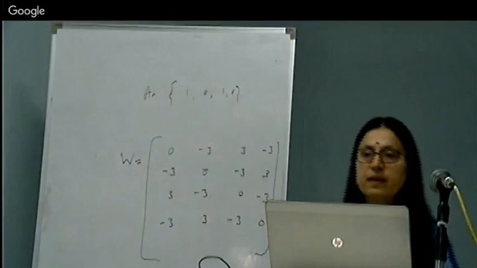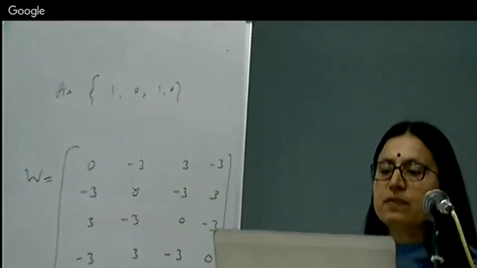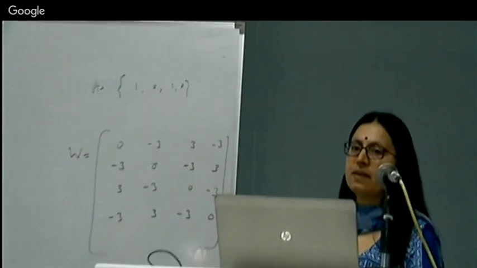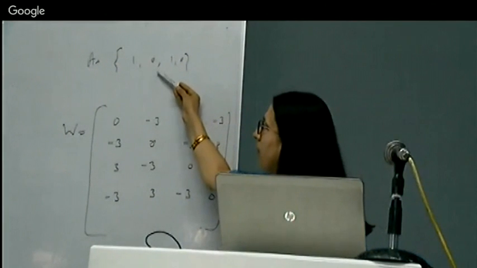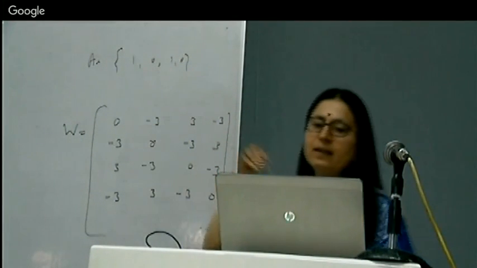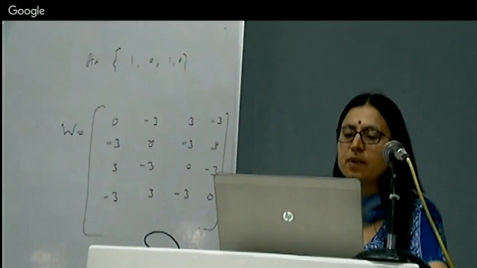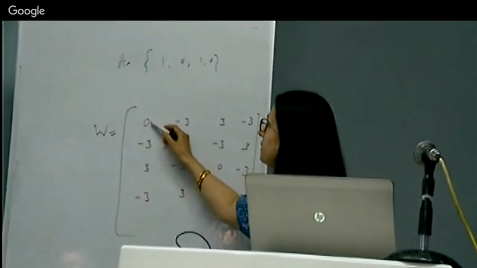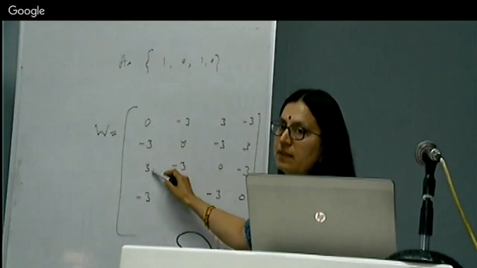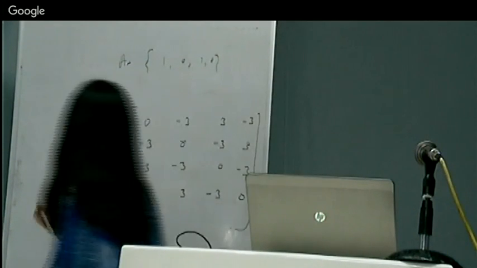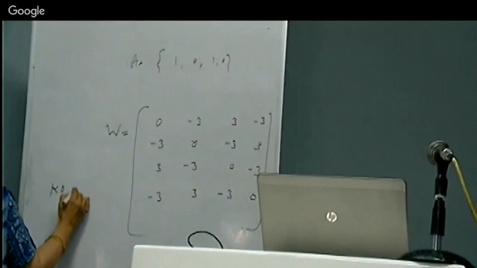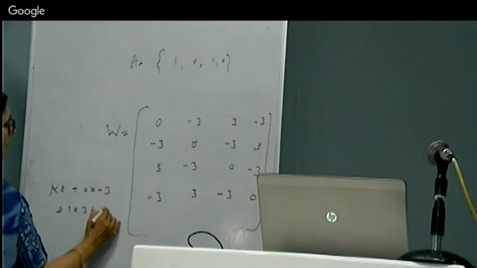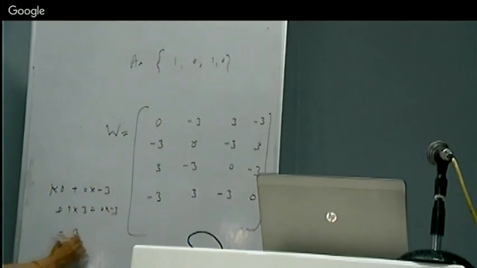What was the first input vector? 1 0 1 0. So if this is the input vector 1 0 1 0, then what would be the activation if we find the dot product of the input vector and the first column of the weight matrix? Then what will be the dot product? If we multiply 1 with 0, 0 with -3, 1 with 3, the dot product will be 1 into 0 plus 0 into -3 plus 1 into -3 plus 0 into -3. So this will come out to be 3.